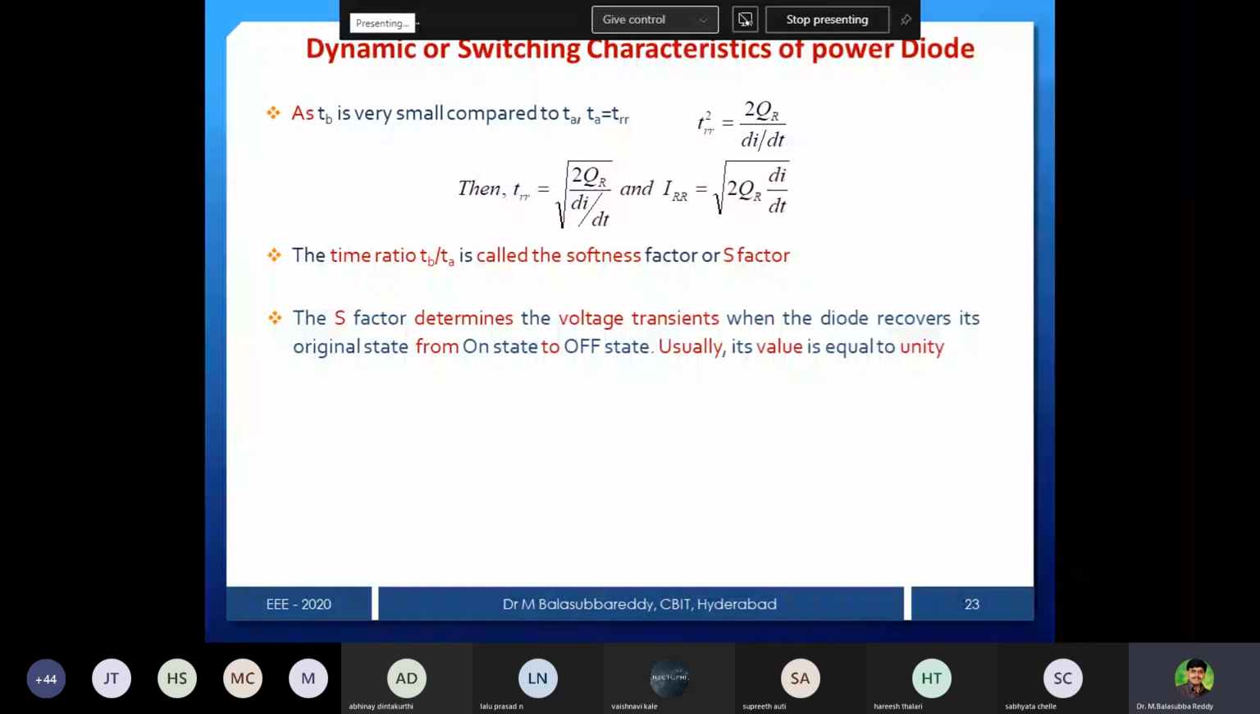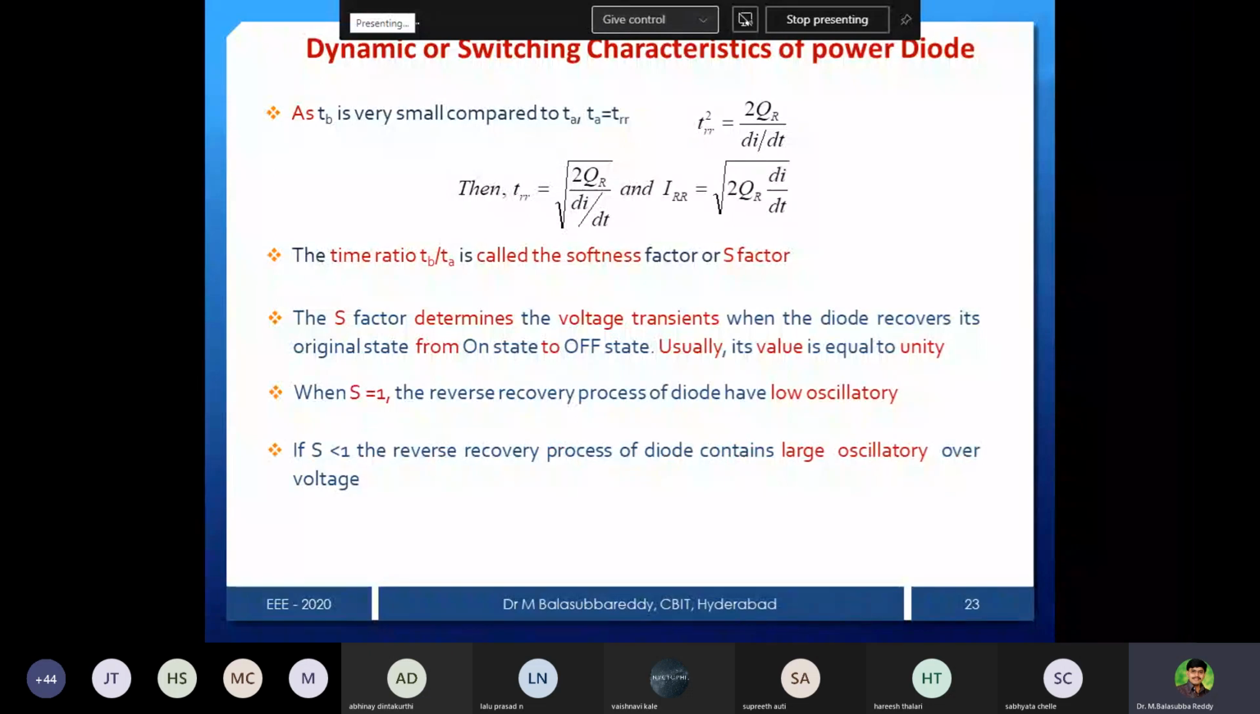Now we can see that the S factor determines the voltage transients when the diode changes from the on state to the off state. Usually its value is equal to unity. So that's softness. If S is 1, the reverse recovery process of the diode has low oscillation. But if it is less than 1, then the reverse recovery process of the diode contains large oscillatory voltage, overvoltage.